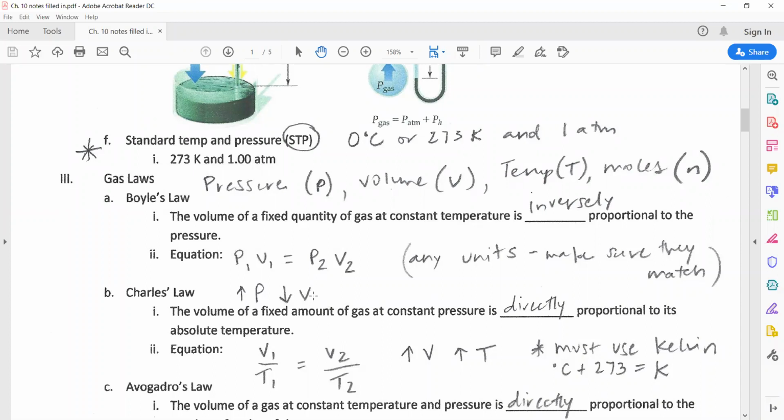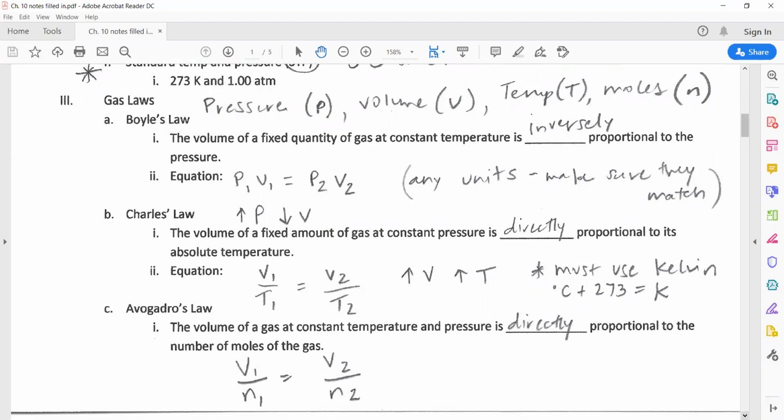And that should make sense because if you had a gas in a container and you all of a sudden reduced its volume, so you push down on the top, you're reducing its volume, I think we can all understand that that would be increasing the pressure inside that container. Here you can use any units for P and V, you just have to make sure that they match on both sides.